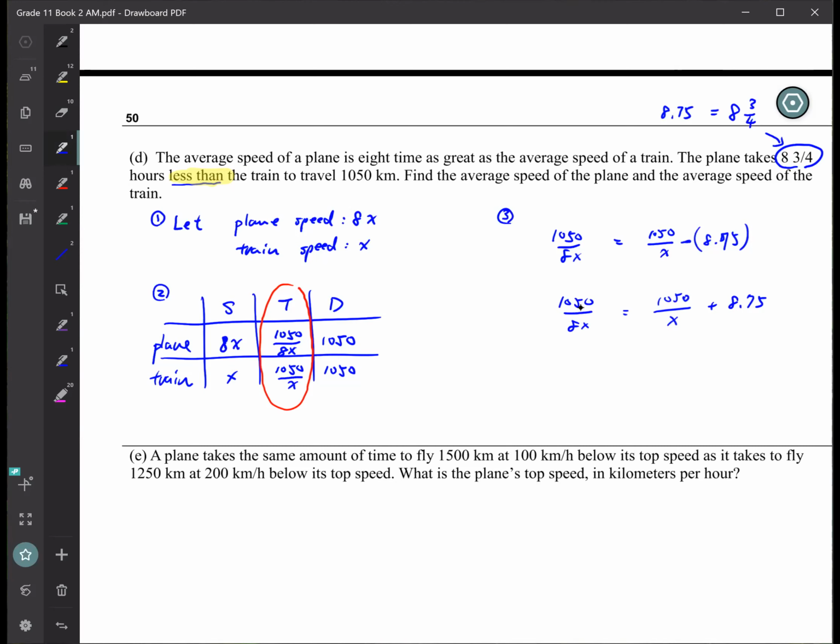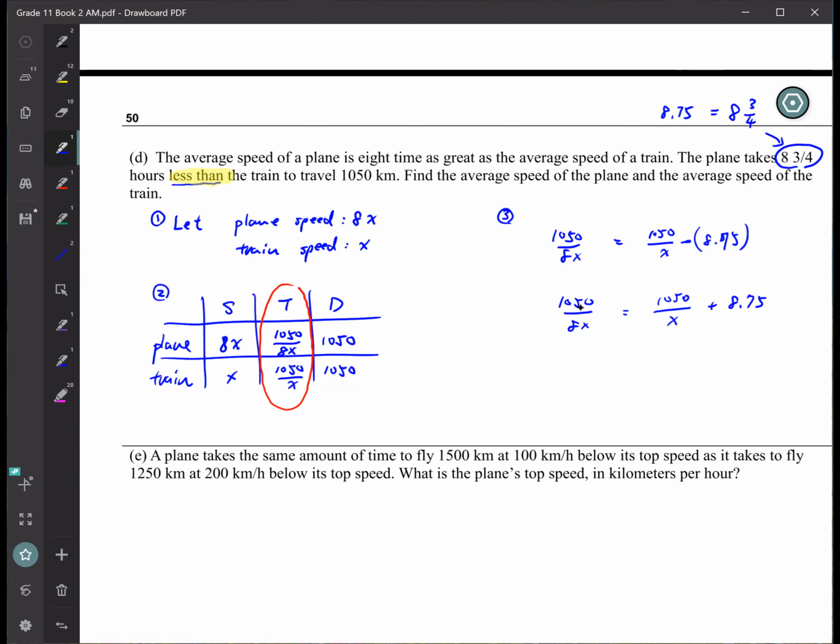Colin, what do you think? Which one do you have? I did the same thing. I just put 8.75 as a fraction. Which one? First one or second one? Oh, I did the second one. The plus 8.75. Yeah? Yeah.